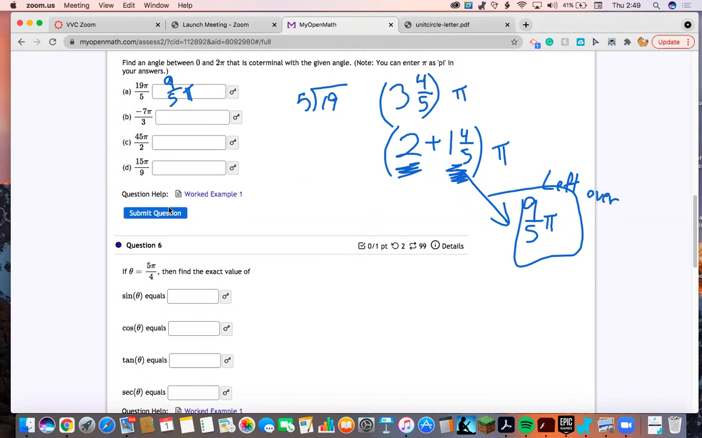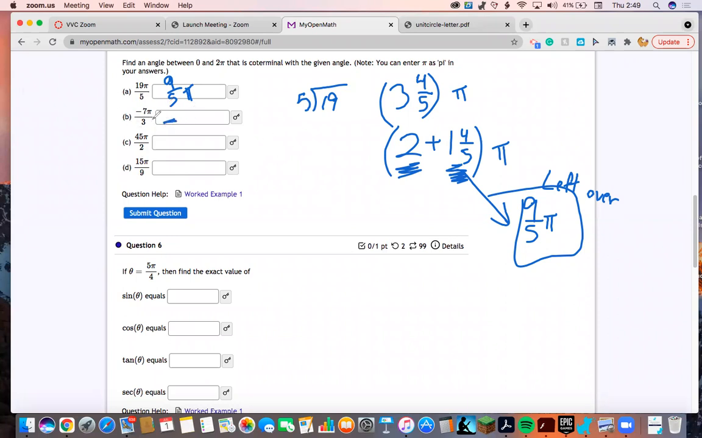And the same thing is true with all of these. I would ask, how many pi's do you have? And more than that, how many sets of 2 pi do you have? And then whatever's left over is left over. The same thing is true with the negative. You just do the same thing, but call it negative in the end.